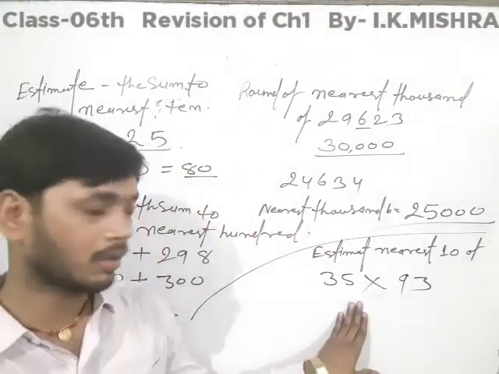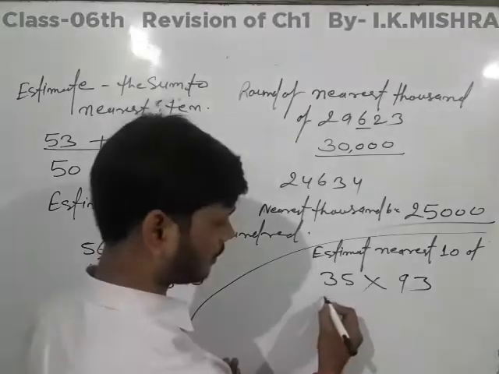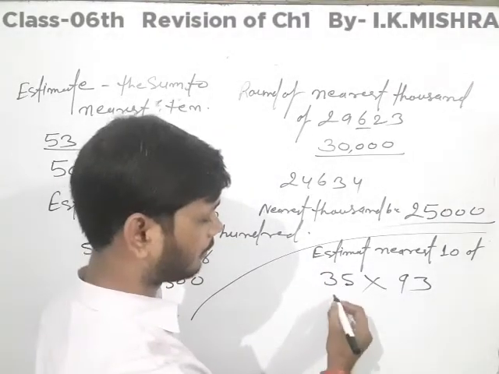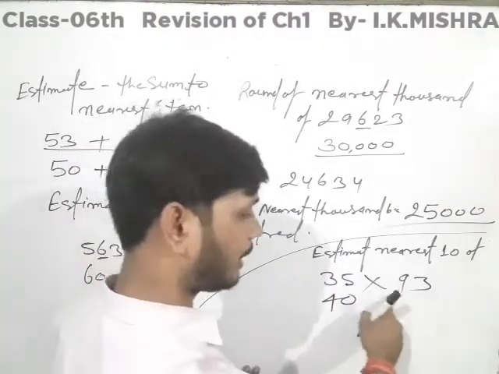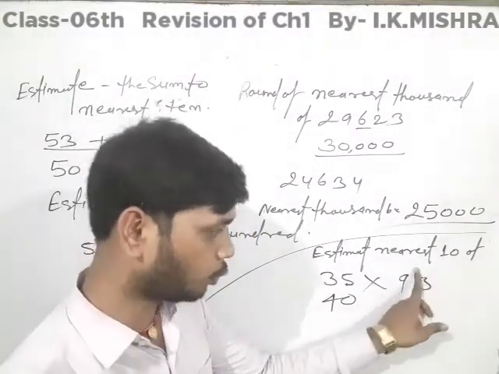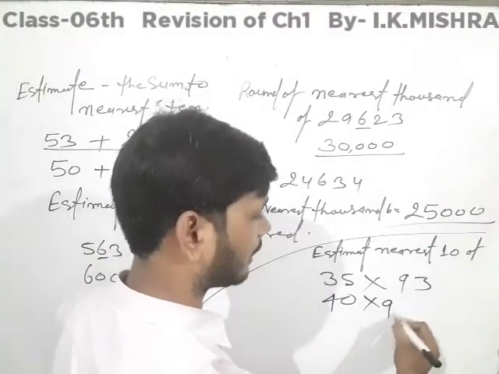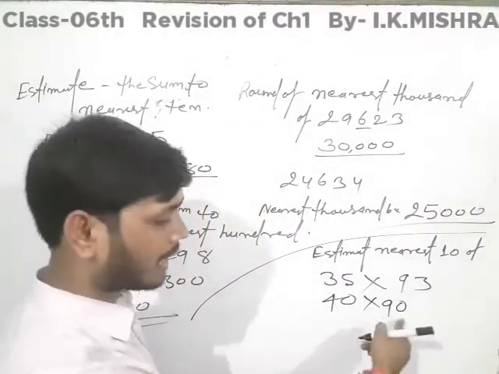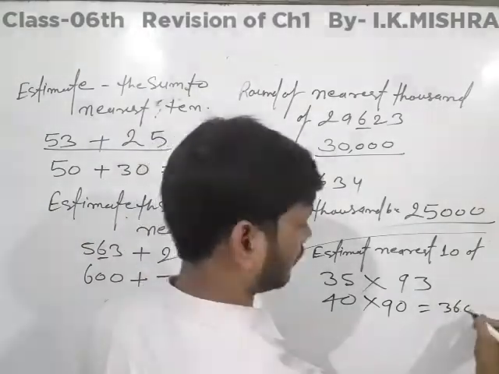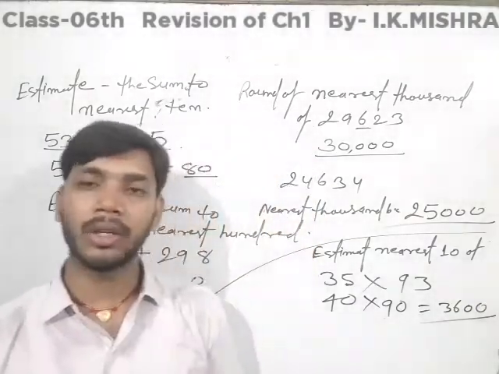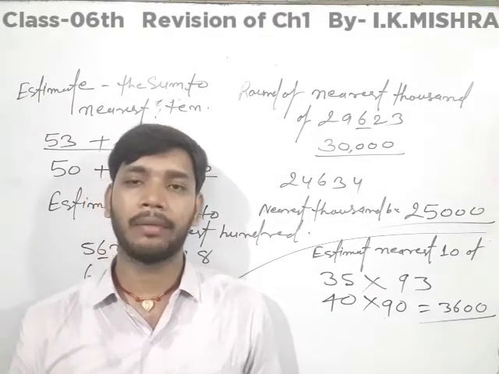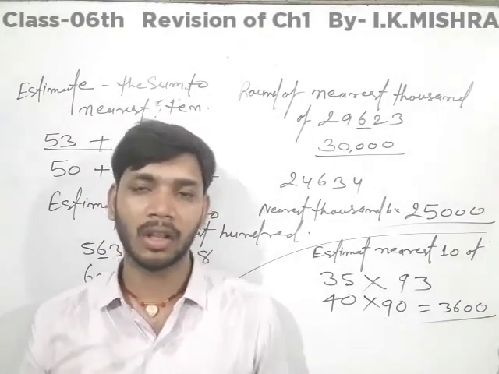Here is the multiplication operation. The unit place is 5, so you write the nearest 10, which is 40. Here the unit place is 3, so only put 0 at it, so here 90. Now multiply these, and that means 3600.